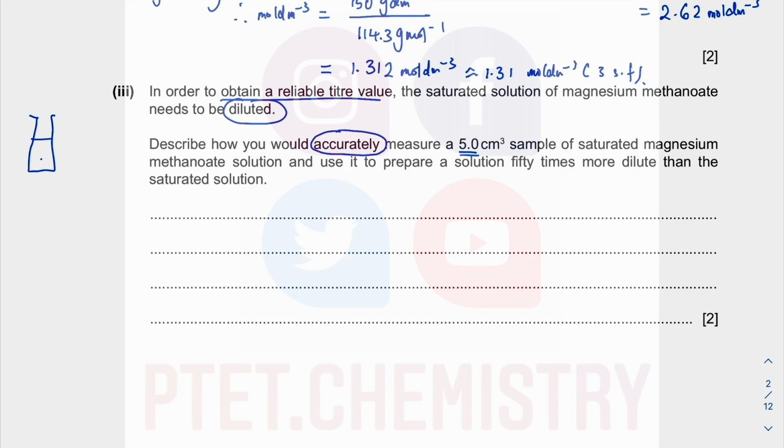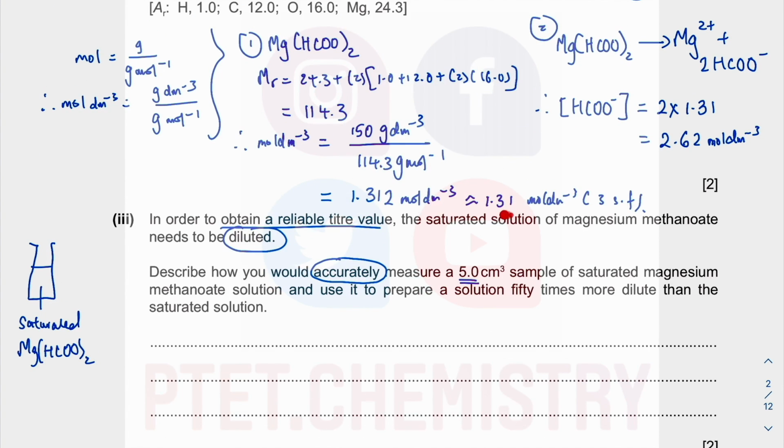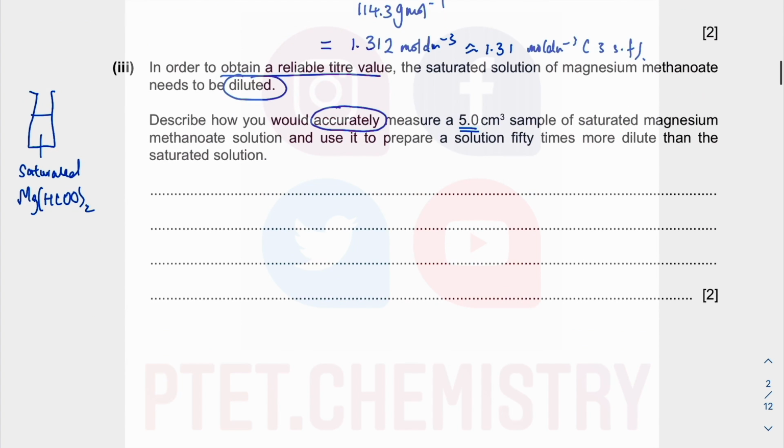So we know this is the concentrated or the saturated magnesium metanoate, of which the approximate concentration is roughly this much, but the concentration of the metanoate is twice that, alright? And then you need to take out some of it, and then you make up, well, they don't tell you how much you make up, but you want 50 times more dilute, alright, 50 times more dilute. So dilute by 50 times, alright.